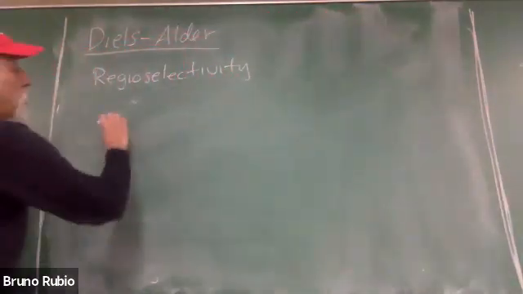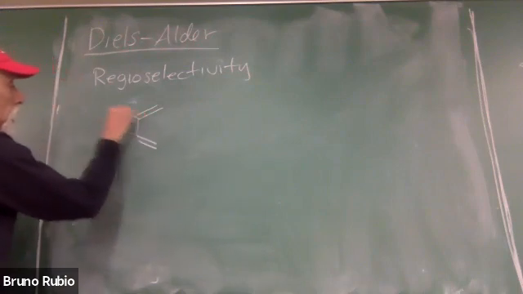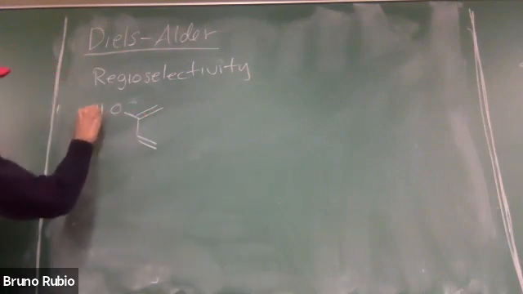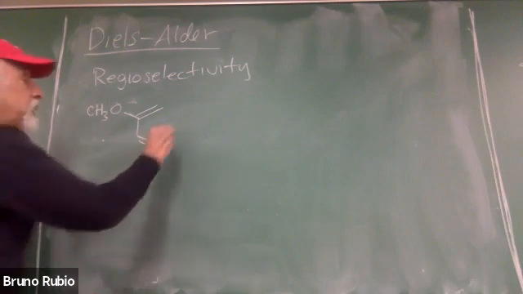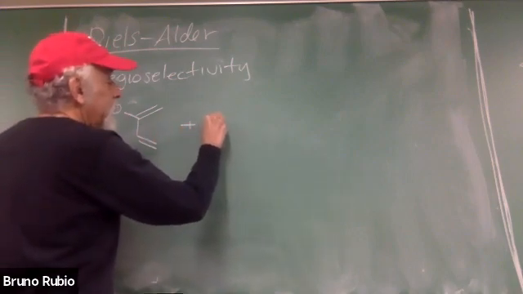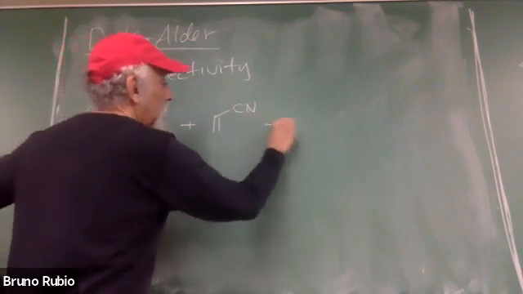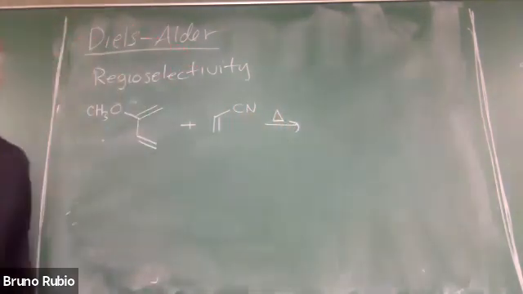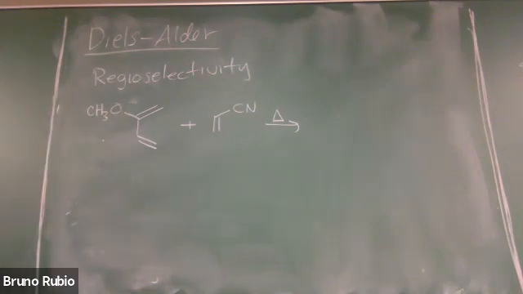How about we do a problem? There's the diene. It has that electron donating group on it. Here's the dienophile. Heat, draw the structure of the product. I'll give you a few minutes to cogitate on that.